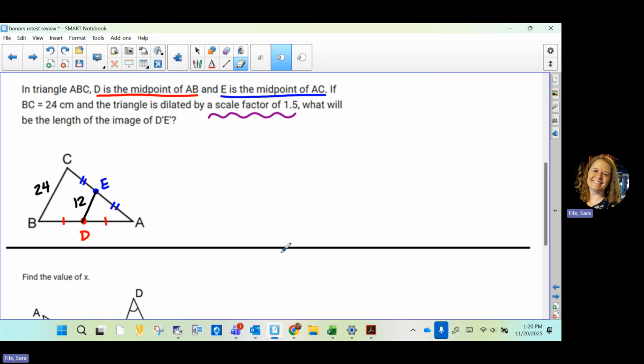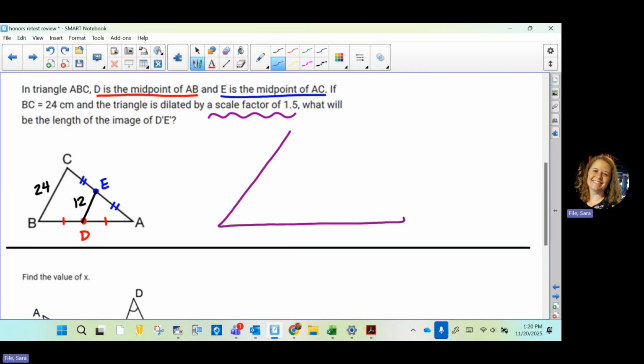Now we're dilating it by a scale factor of 1.5. So if I'm increasing the size of this, you don't have to draw this, but if you are, if I'm increasing this by 1.5, 24 times 1.5 is 36. 12 times 1.5 is 18. And that's what they're looking for, because that's my D prime, E prime. That's the new mid-segment. Agreed? So your answer here is 18.